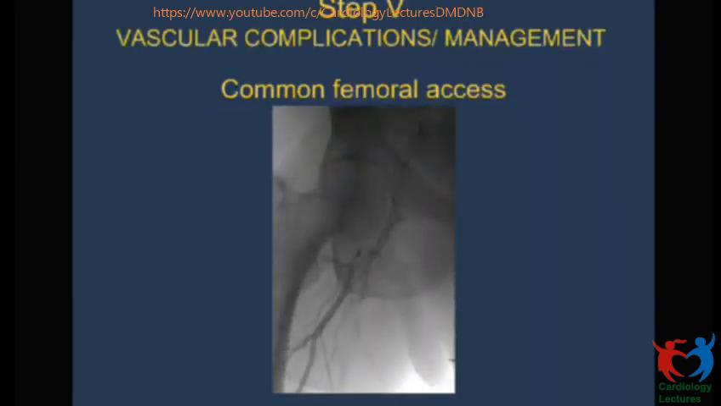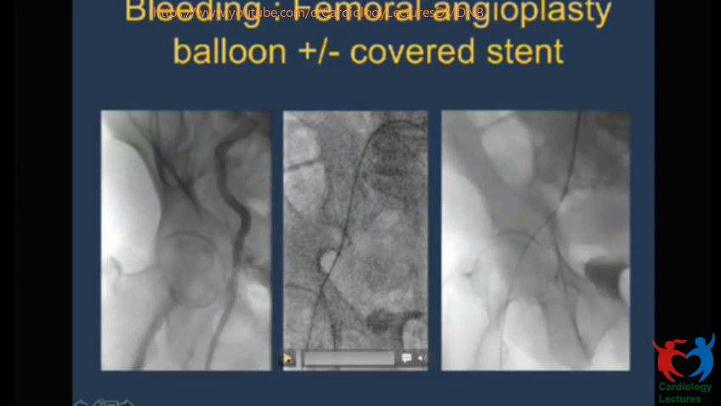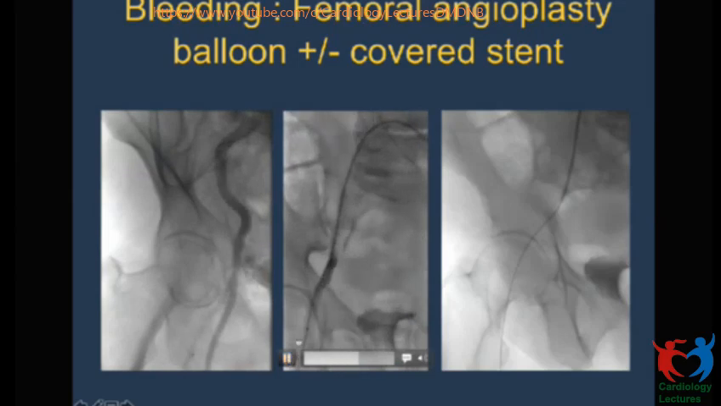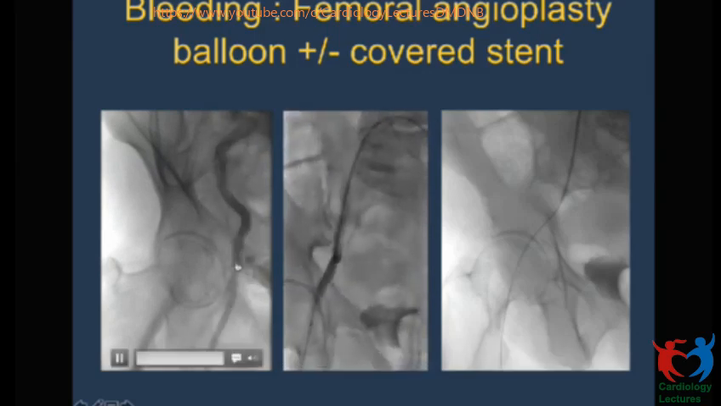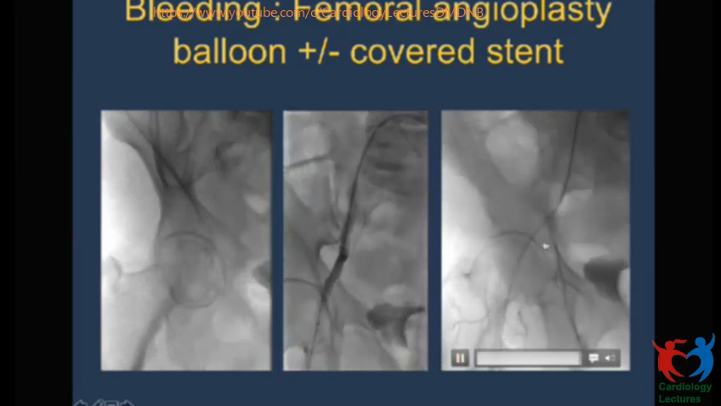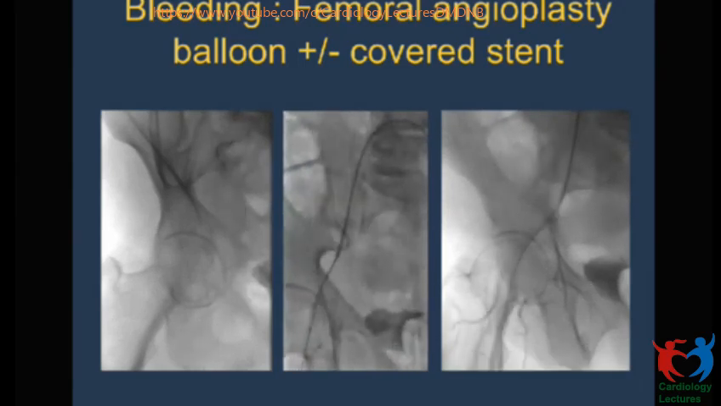Step 5, you have to deal with vascular complications. Okay. When we do TAVI, we have to puncture on the common femoral axis. So here, after the TAVI, you see we have bleeding. In 15% of the cases, we have to do a crossover and put either a balloon or a covered stent. And sometimes, if you do your balloon valvuloplasty, you could have good results. So try balloon valvuloplasty, and if needed, you can do a covered stent.